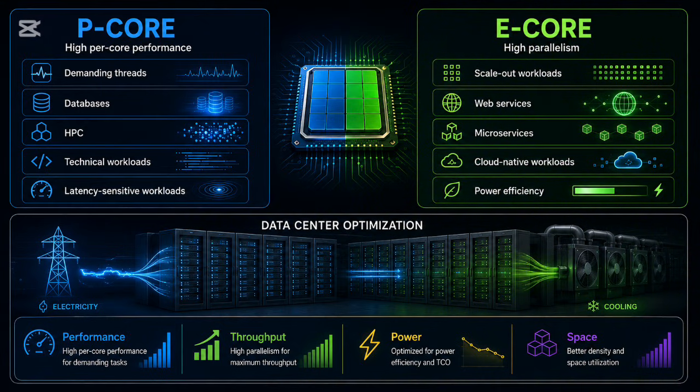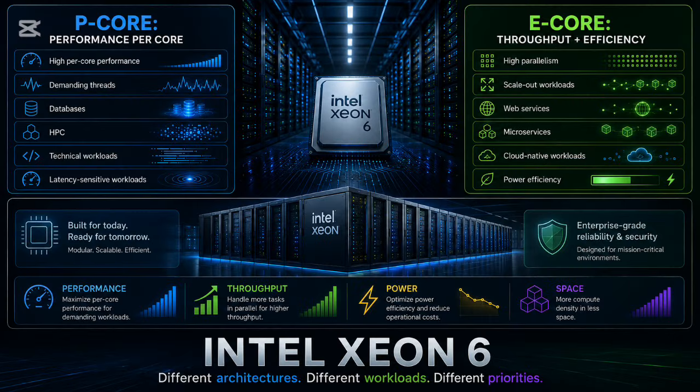In simple terms, P-cores are about maximizing performance per core, and E-cores are about maximizing throughput and efficiency. And that's the main reason Intel split the Xeon 6 server lineup into different core strategies.